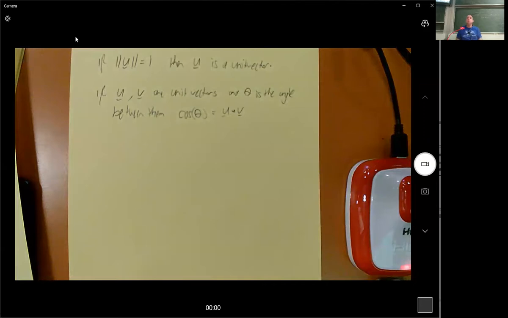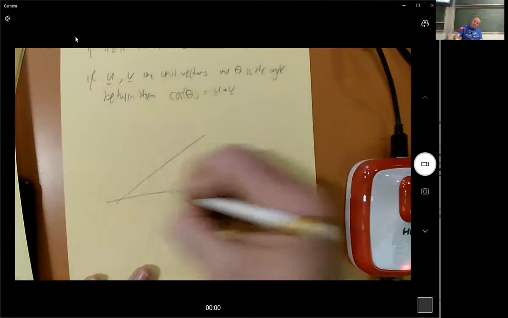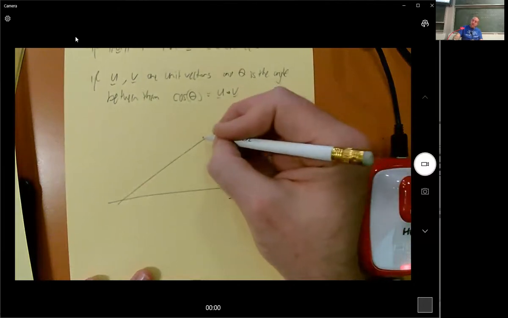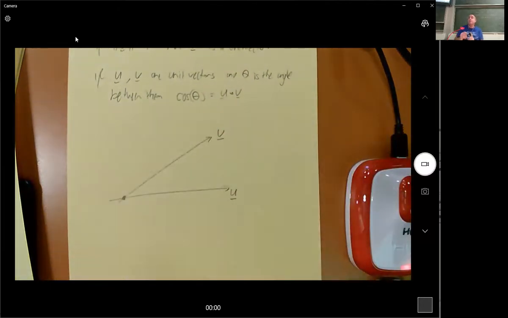Which is kind of cool, really. So I'm just going to draw a picture. This is the vector u, and this is the vector v, as arrows. I'm doing them as arrows at the moment because I can't really talk about the angle between them if they're not arrows.